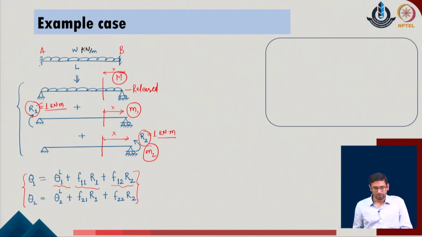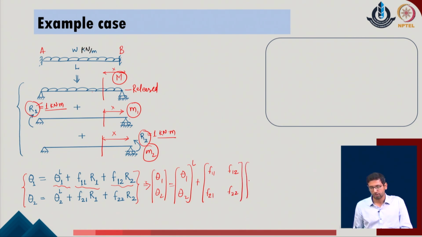This simplified equation can also be written in a simple vector form where we write theta 1 and theta 2 due to the external load, and then the flexibility coefficients can all be arranged in a simple matrix form, which we multiply with the available values of the redundants of the given system. With this kind of expression, we come up with this definition of the simple flexibility matrix of the given system, in which all the flexibility coefficients have been arranged. R becomes the redundant, which is unknown to us.